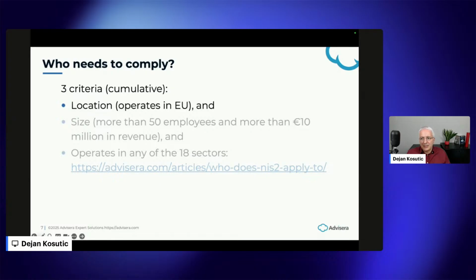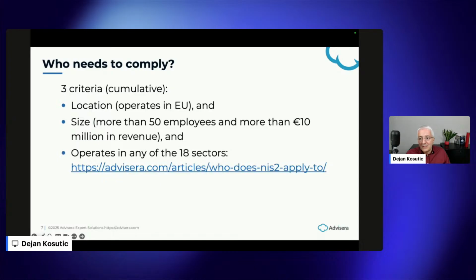Basically, there are three criteria. First of all, of course, a company needs to operate in the European Union. It needs to sell its services or products within the European Union to be, let's say, eligible for being in the scope. And so it's not or, it's and. It needs to have more than 50 employees and more than 10 million euro in revenue. So, for example, if a company has, let's say, 30 employees, then it's not going to be in the scope of NIS2. And it needs to operate in any of these 18 sectors.